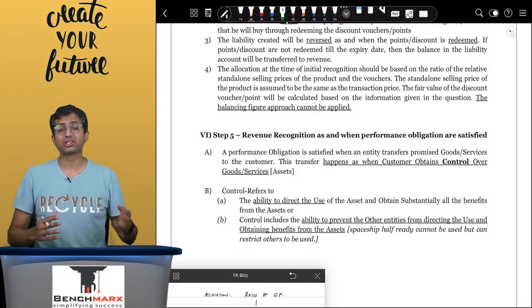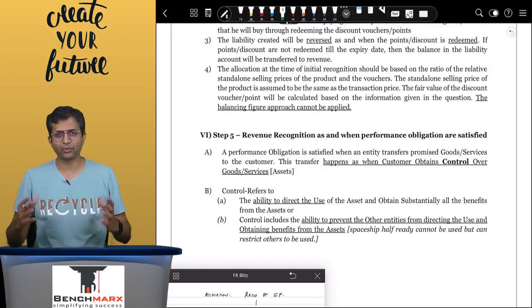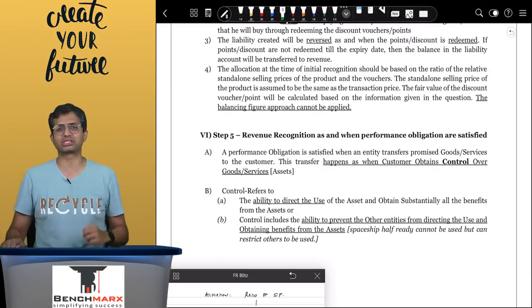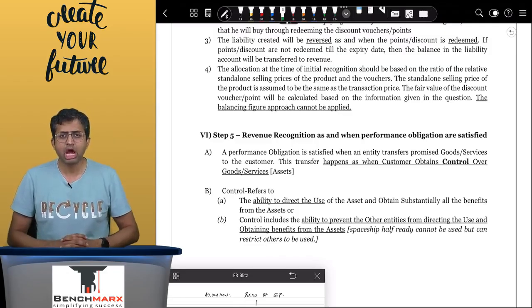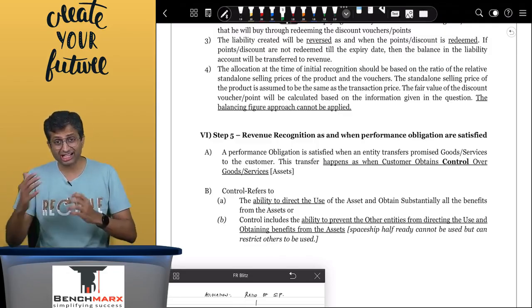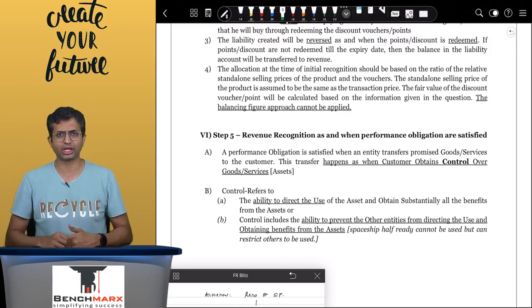In the last session, we discussed the need for the new standard as well as the first 4 steps in the revenue recognition framework. Today, we discuss the 5th step, that is recognition of revenue. When should you recognize the revenue?